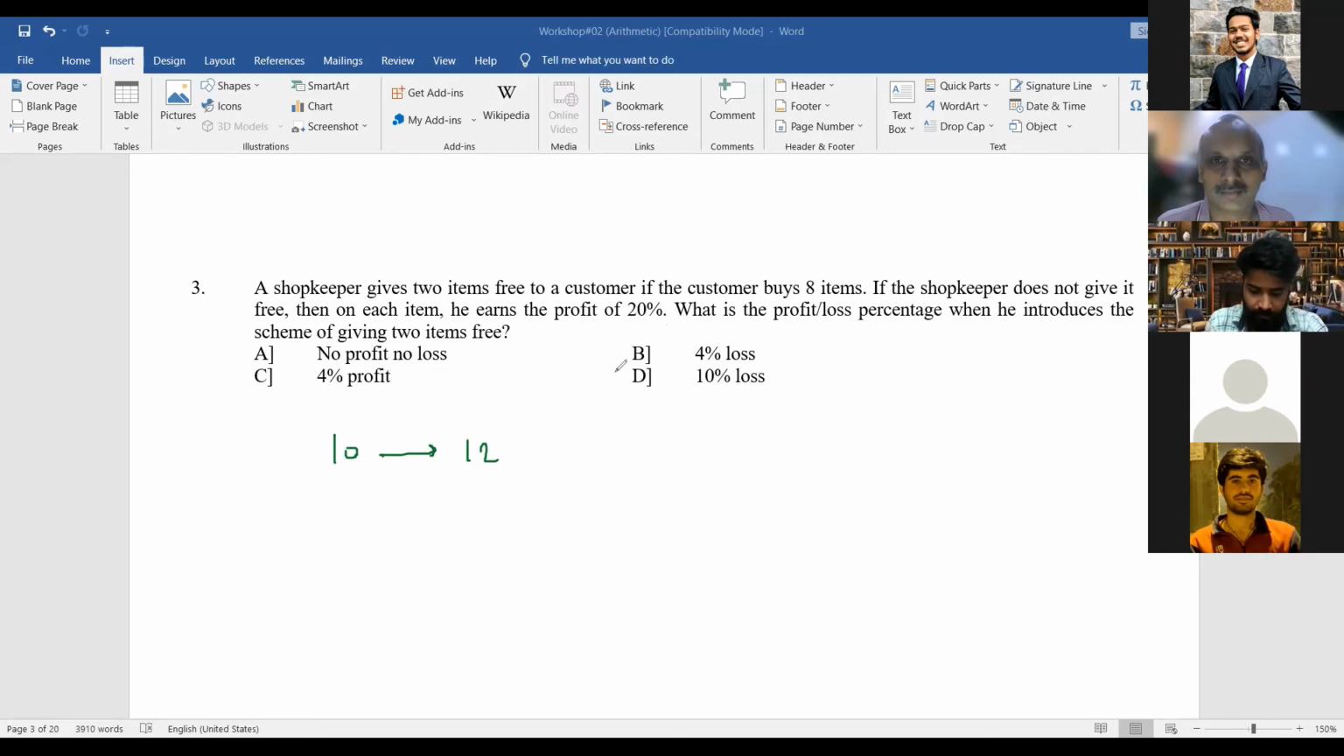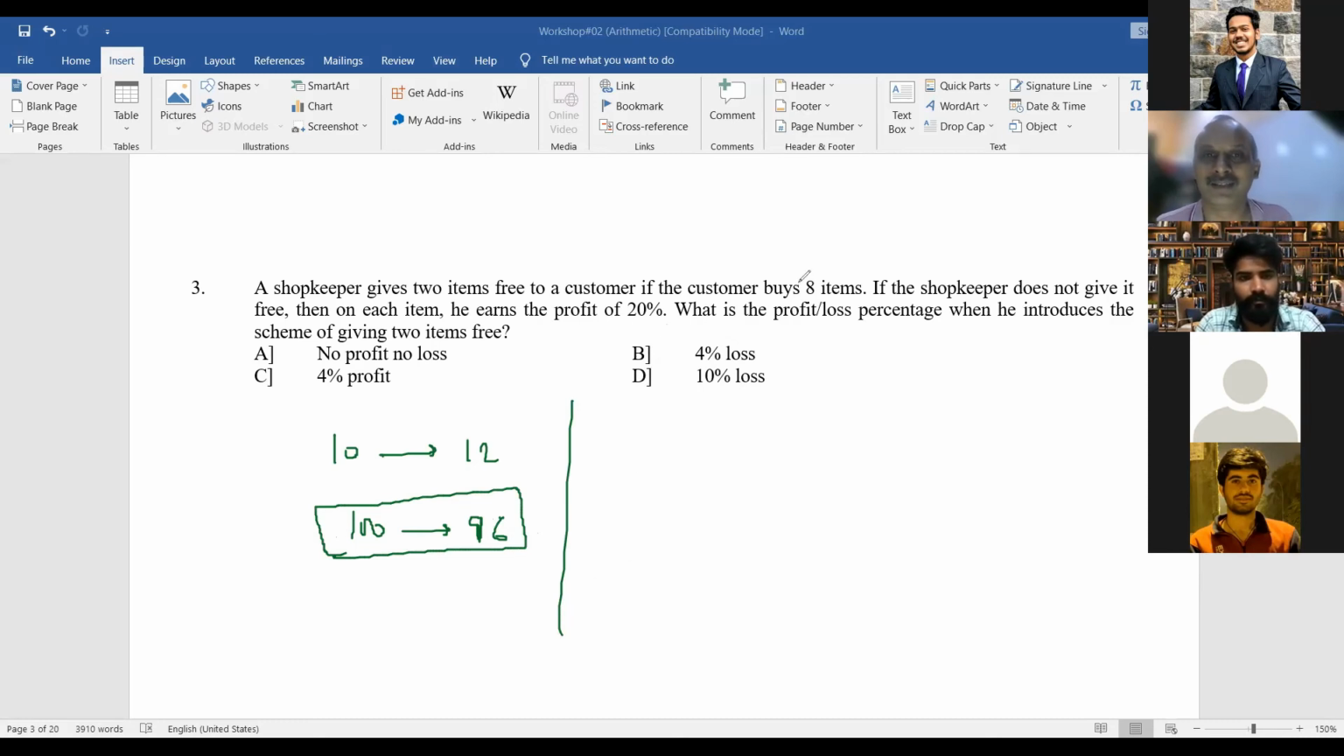Okay. So the cost price is actually 100. And the selling price would be 12 into 8, which is 96. So 4 rupees ka loss hai, which is 4%. All right. You can say that. Correct.